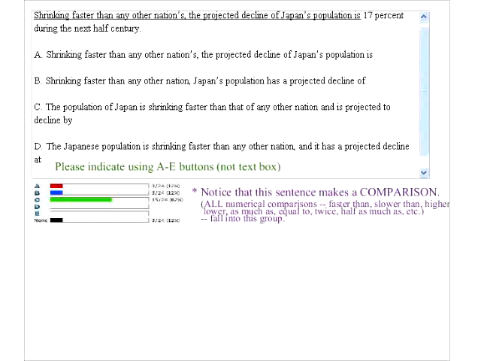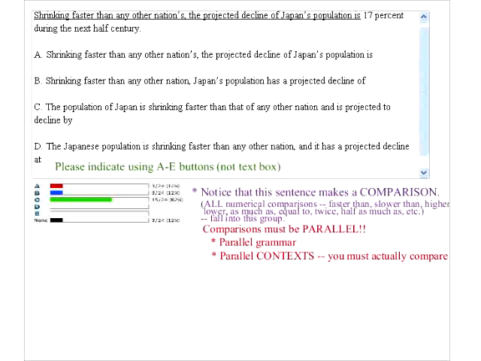So what do we know about comparisons? You guys have typed some good stuff into the text box. What's the main thing that has to be true in general about comparisons? What has to be true about them? They must be parallel. Exactly. And parallelism doesn't just mean grammar. More importantly, in these cases, it means context, too. So comparisons must be parallel. This means you've got to have parallel grammar, that's true, but it also means that you've got to have parallel contexts, which means you must actually compare things that are comparable in the first place.